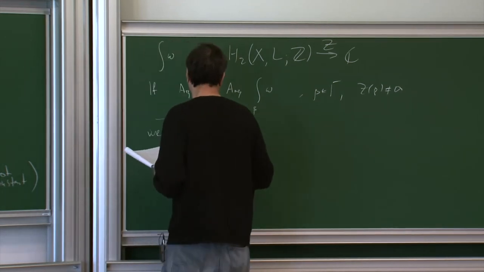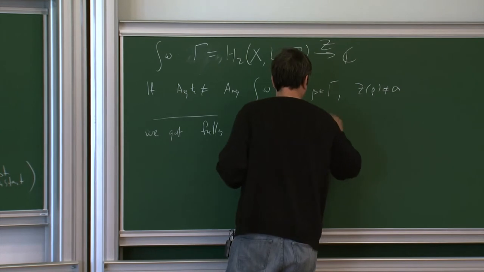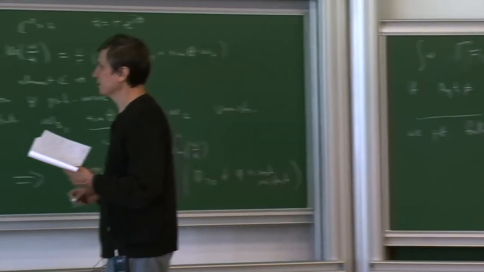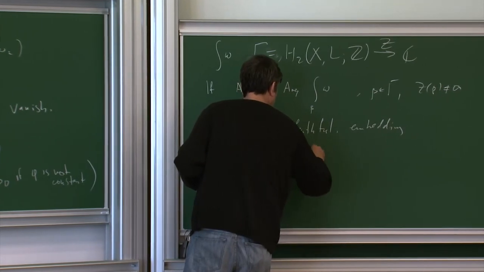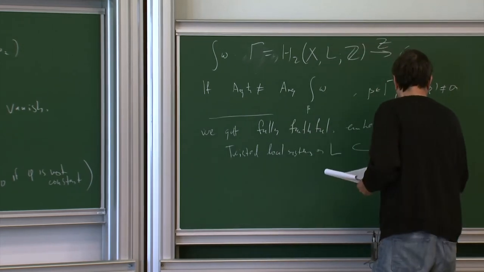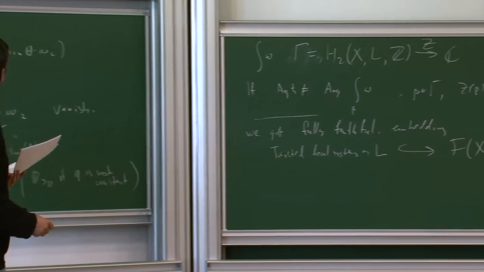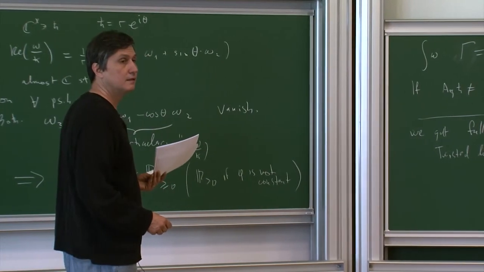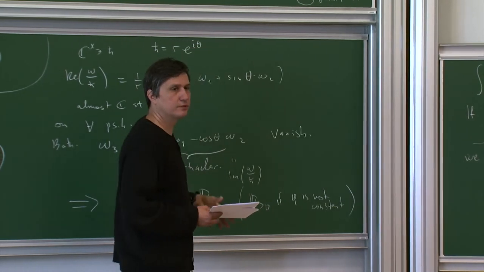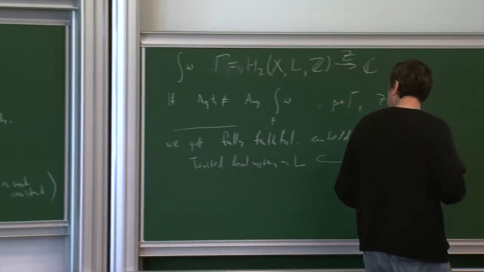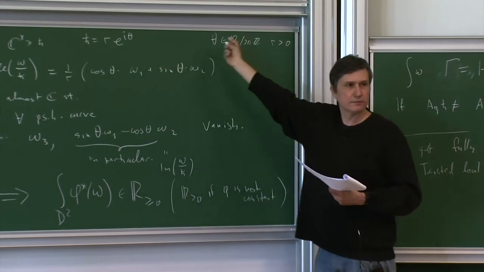And we should get a fully faithful embedding from this category of twisted local systems on L into the Fukaya category of X. You choose h bar equal to r e to the power i theta. So it is kind of a multivalued function; theta is a real number defined up to 2 pi Z. It's like polar coordinates: any complex number can be uniquely written this way.